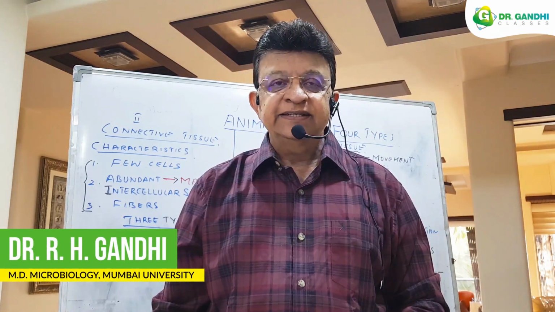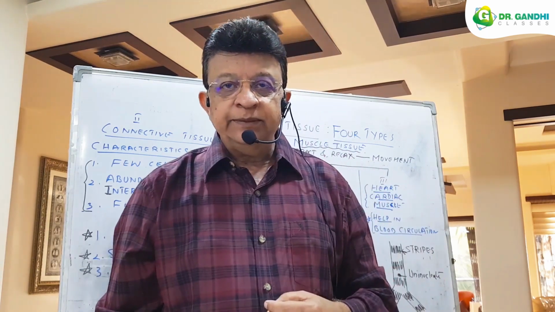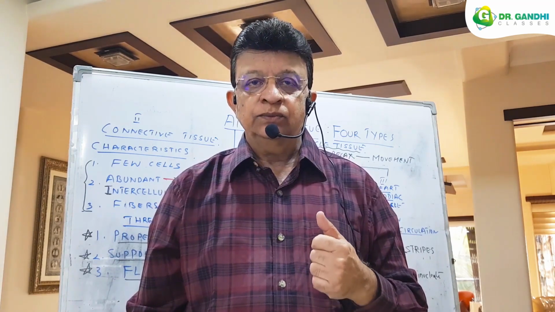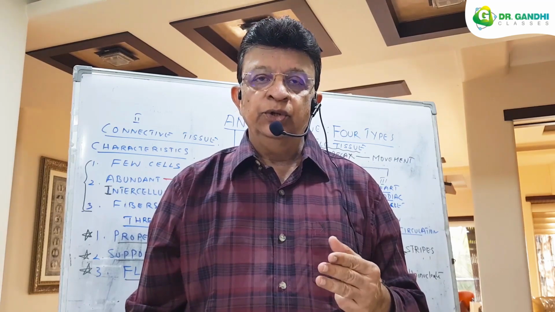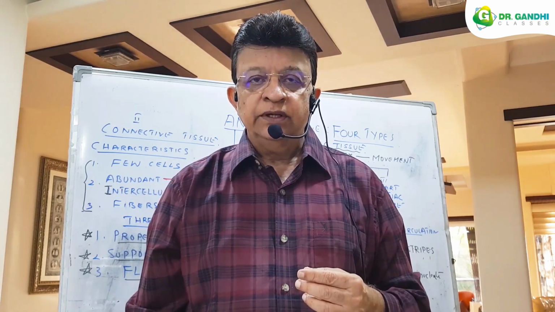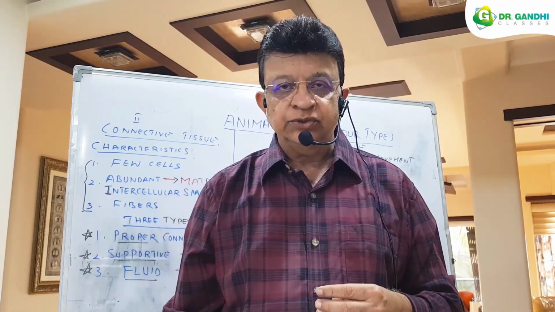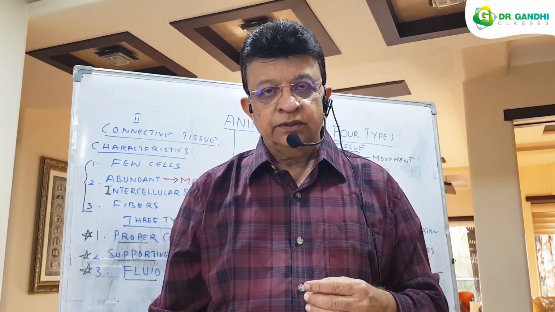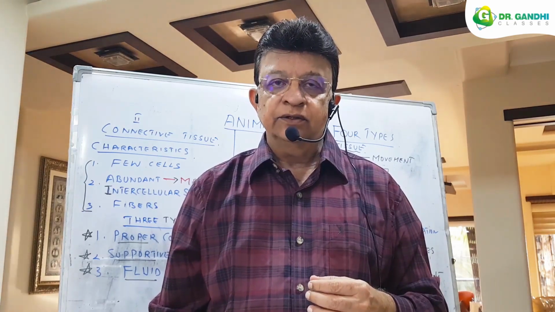Welcome to Gandhi classes. Today I am going to teach you the second part of tissues, the animal tissue. There are four types of animal tissues: epithelial tissue, connective tissue, muscular tissue, neural or nervous tissue. We will begin the study of tissues. We will first take up the muscle tissue. We'll then go on to connective tissue, epithelial tissue and nervous tissue.